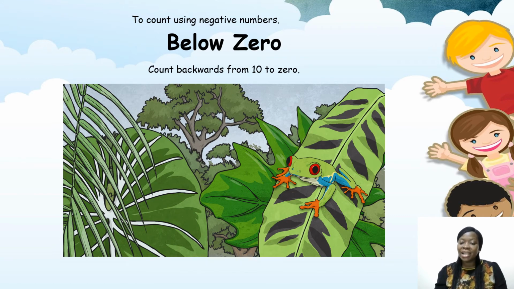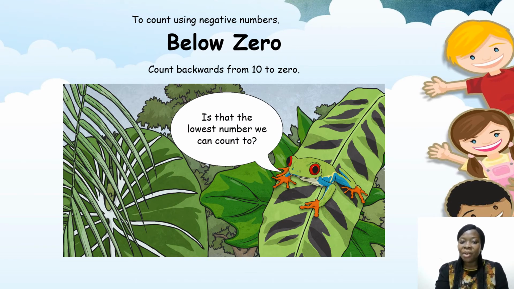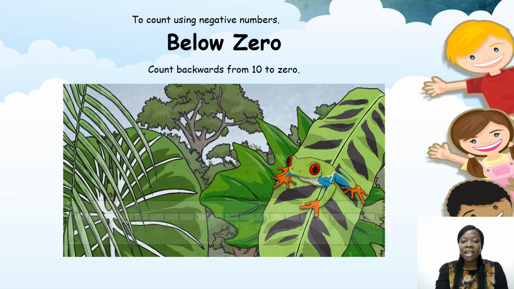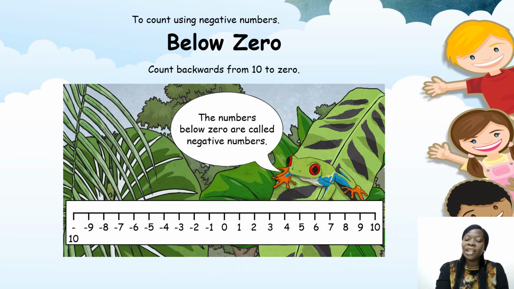We have looked at counting in multiples of 25, comparing and ordering numbers to 10,000. Now let's revise counting using negative numbers. Numbers below zero are negative numbers. Now let's count backward from 10 to zero. Is that the lowest number we can count to when we count backward from 10 to 0? Can we count below 0? The numbers below 0 are called negative numbers. So 10, 9, 8, 7, 6, 5, 4, 3, 2, 1, 0.